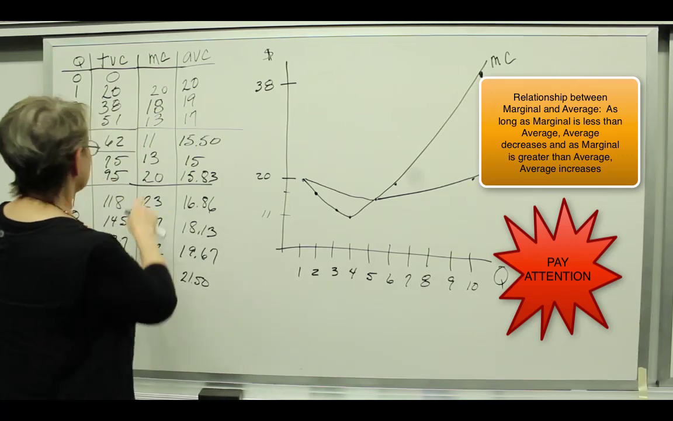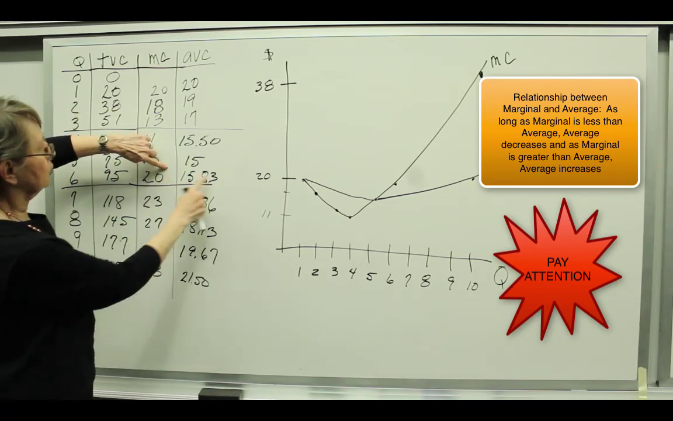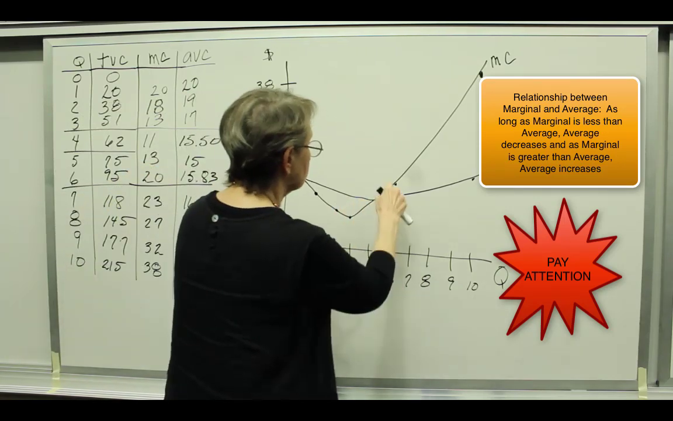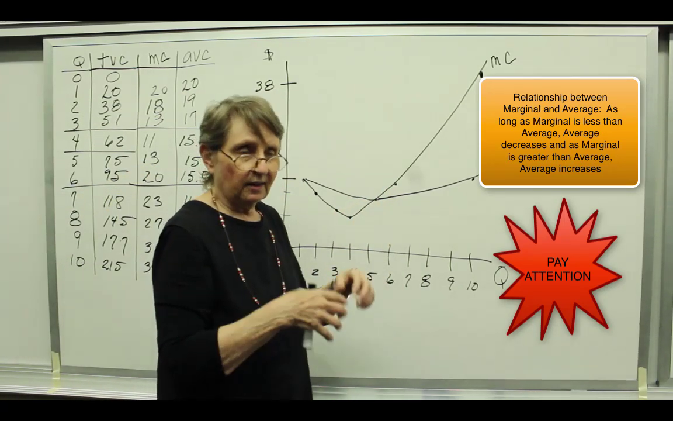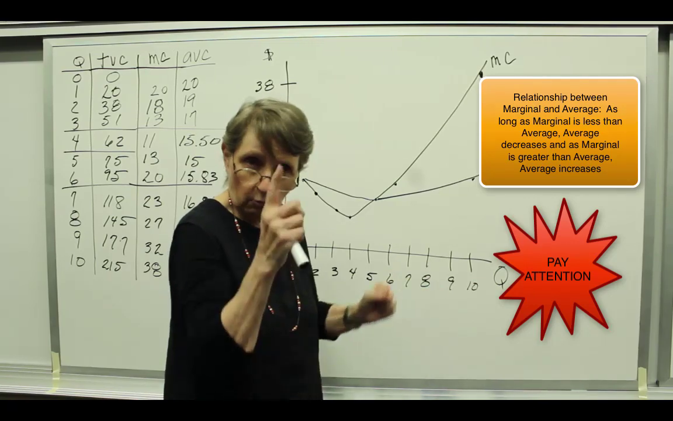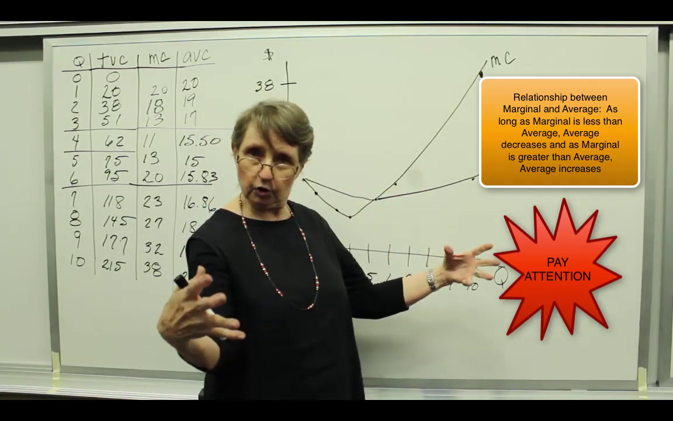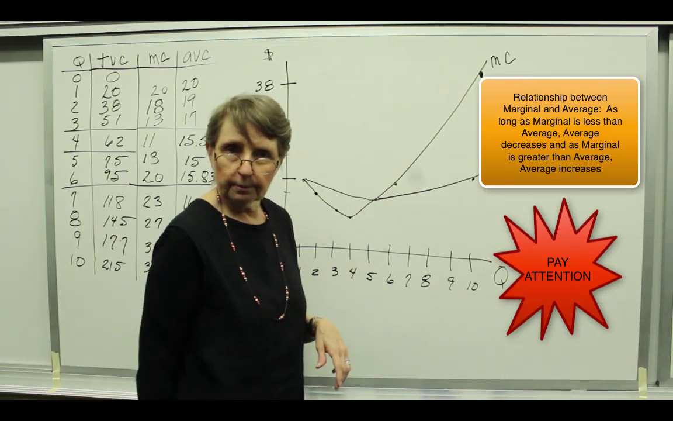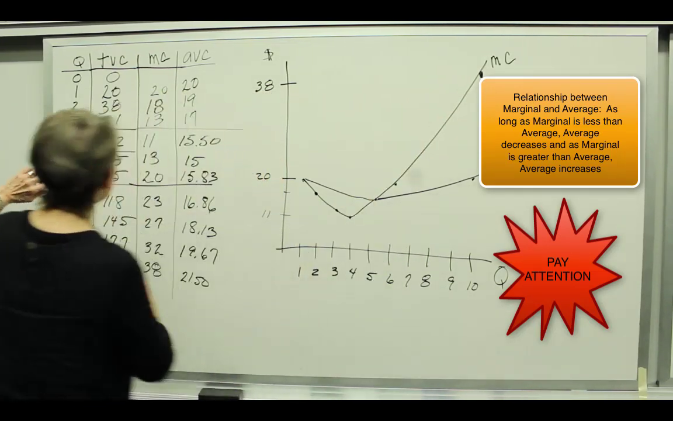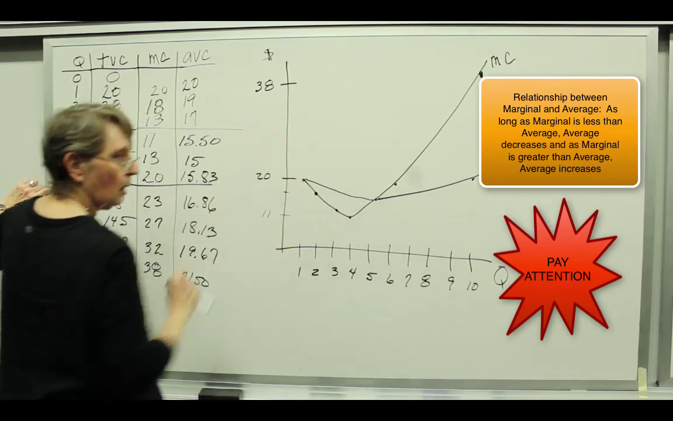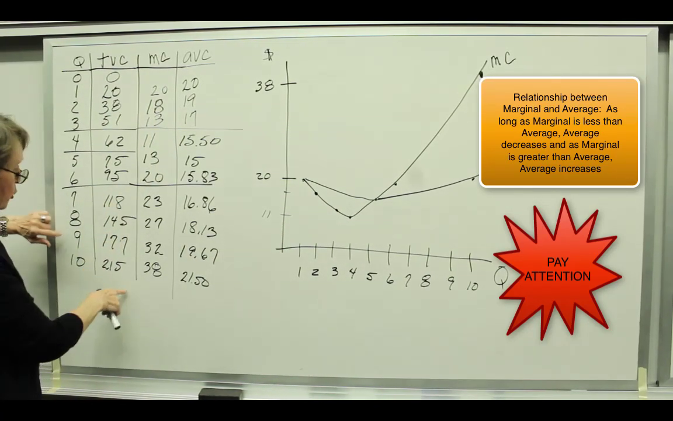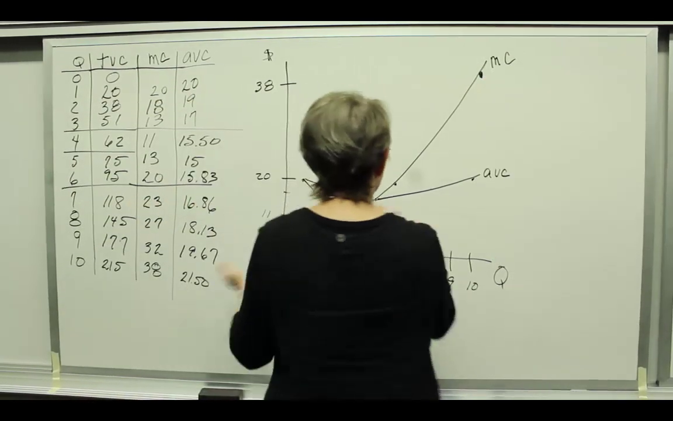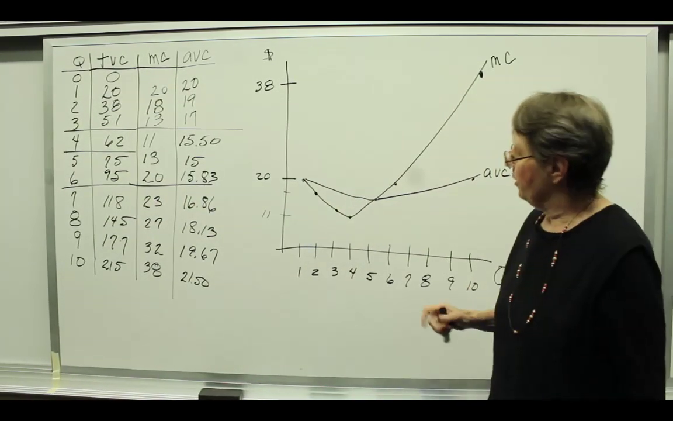On the sixth widget, what you will notice is the marginal cost is greater than the average variable cost. So that means when we produce that sixth widget, that one widget costs more than the average of all the previous widgets, and therefore it's going to pull the average up. And that's going to continue as we continue to produce widgets because the marginal is greater than the average. So here's marginal and average variable cost.